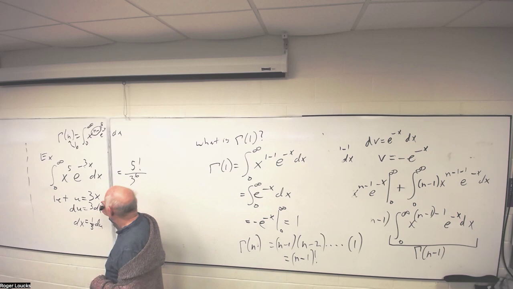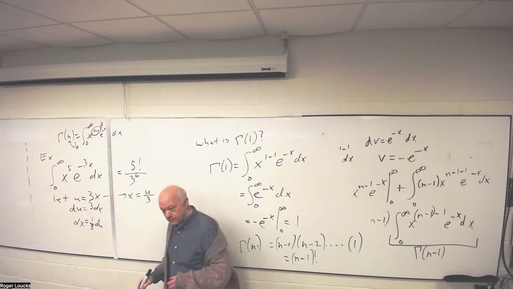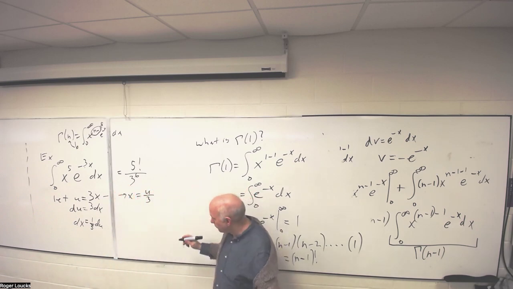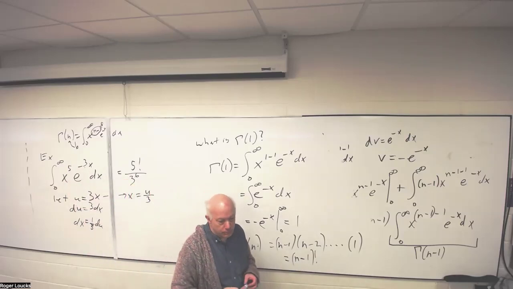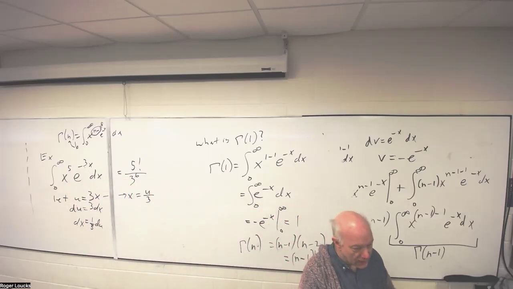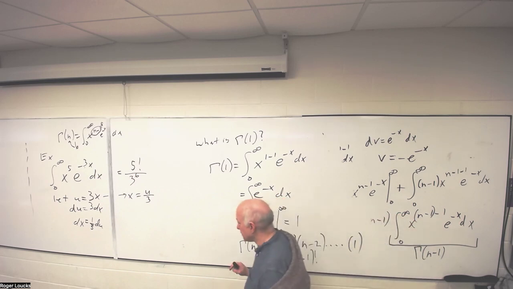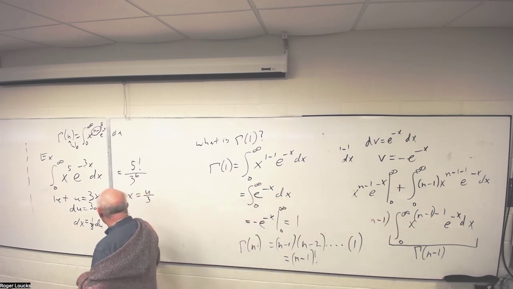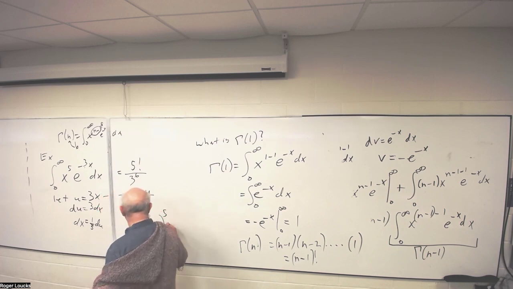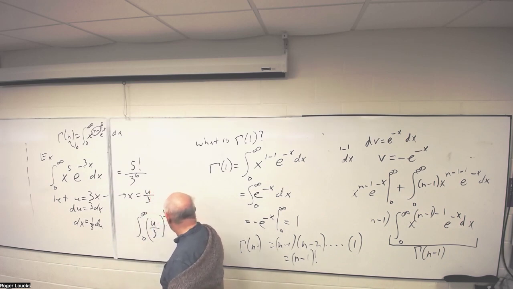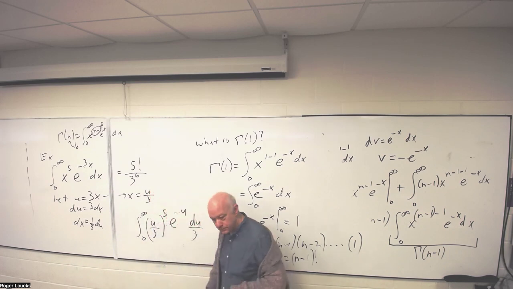What else do we know? We know that x is u over 3. So now we just substitute everything in here. First of all, what would happen to my limits? Nothing. Absolutely nothing happened to the limits. So I get this from 0 to infinity of u over 3 to the 5th, e to the minus u, du over 3.